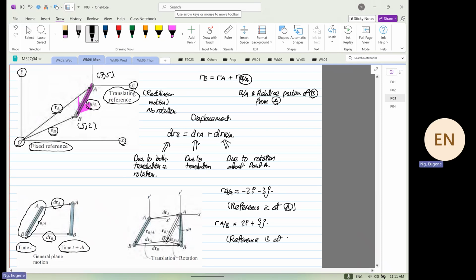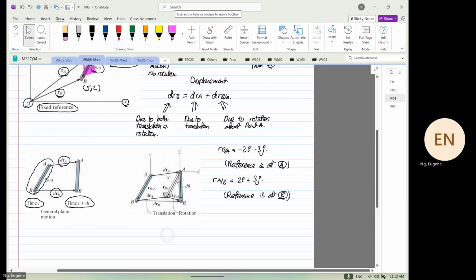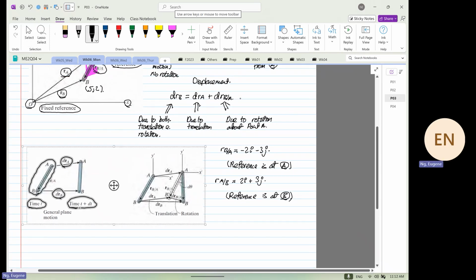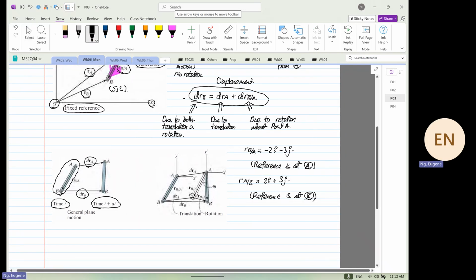For the second example, the reference is at where? Point B. Okay, so you can do both. Okay. So now if we were to bring with reference to this, okay, to this equation over here.